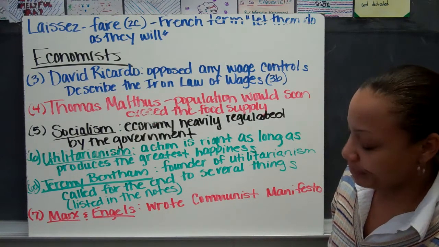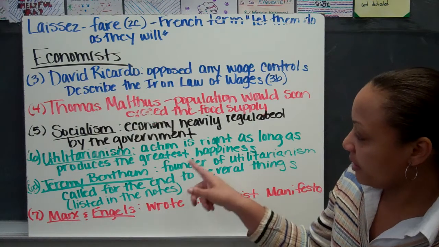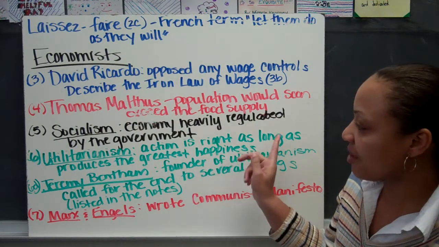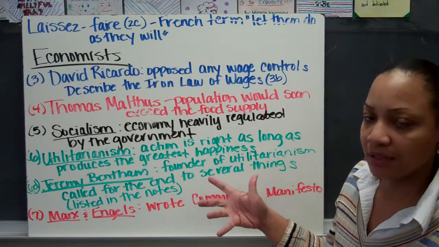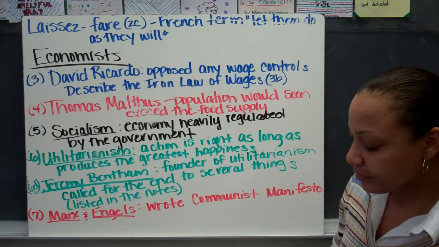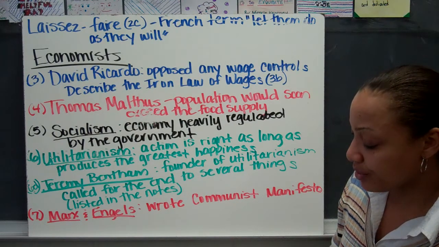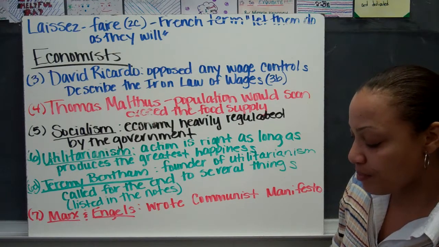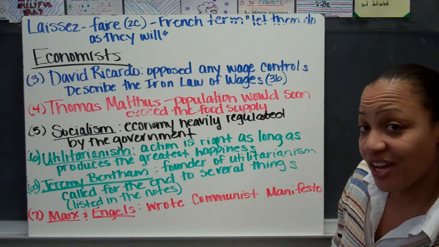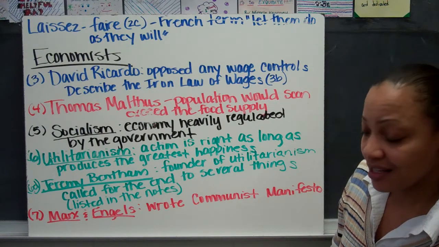And then it goes on to talk about utilitarianism, which says an action is right as long as it produces the greatest happiness. And that's number 6 in your packet. It further goes on in your notes to say that an action is separate from the person who performs the action. In other words, a child who burns down a house is not a bad child, but rather a child who has done a bad thing.